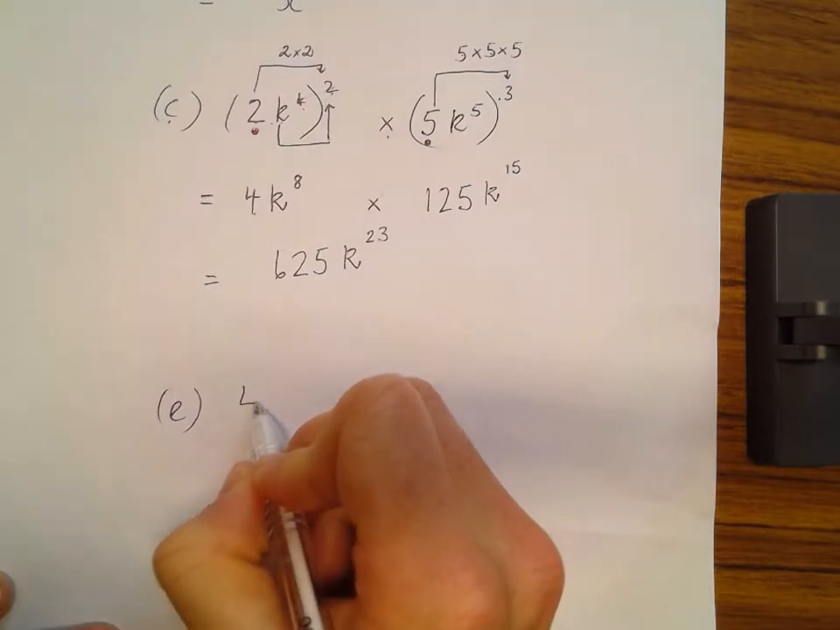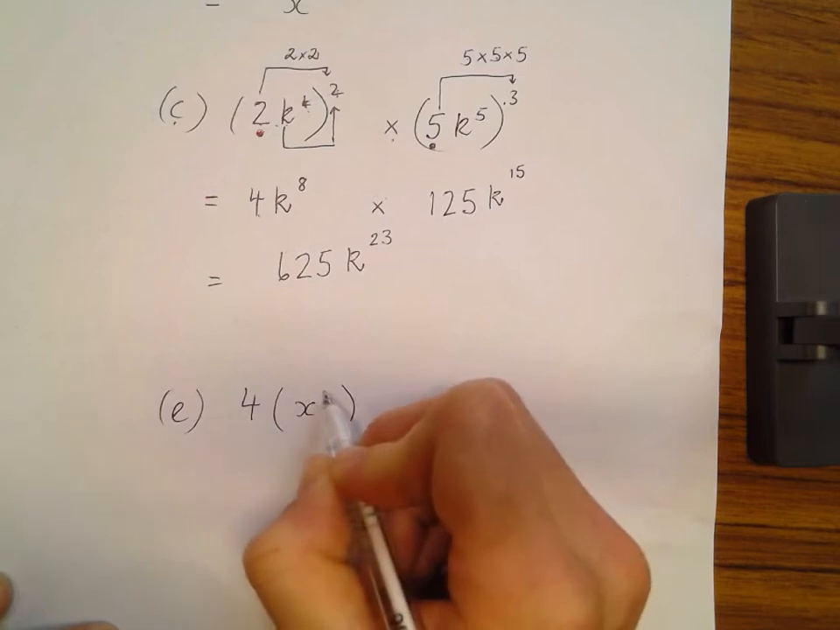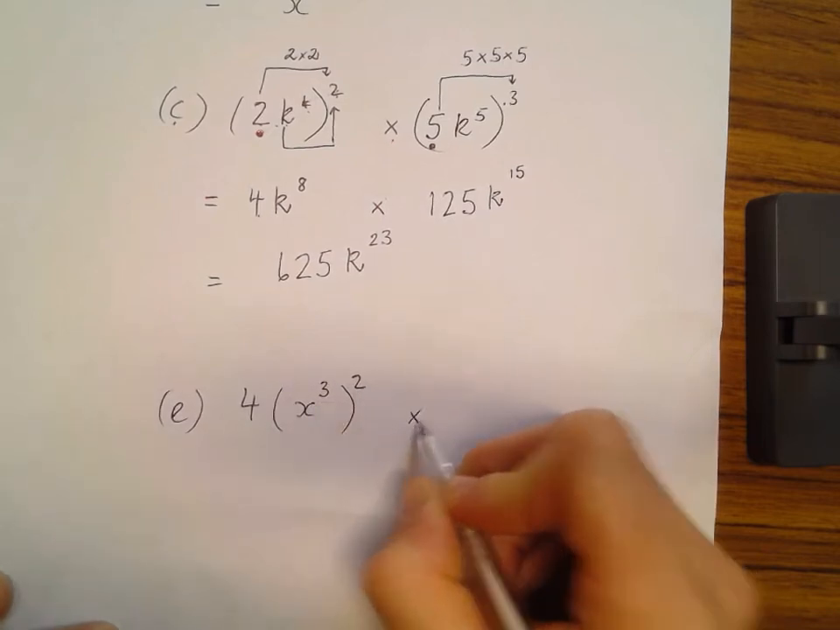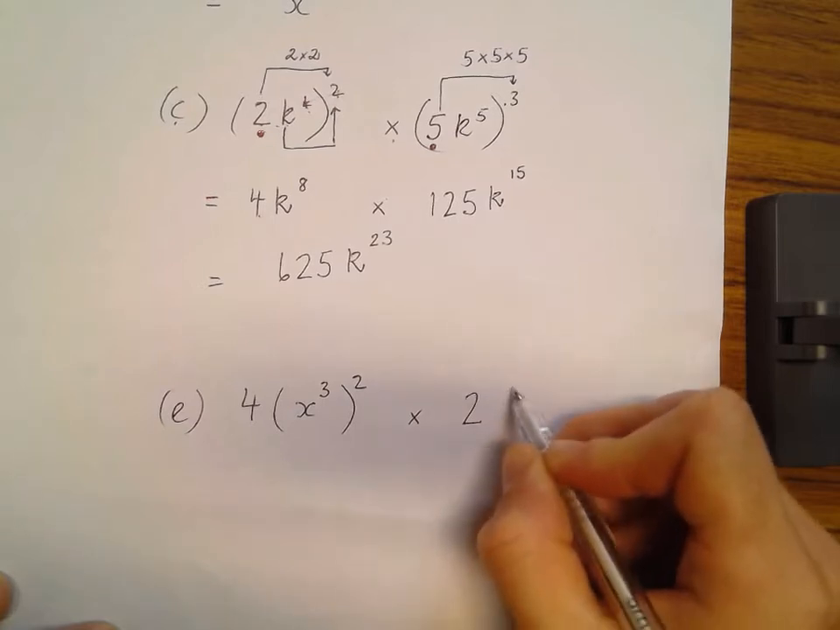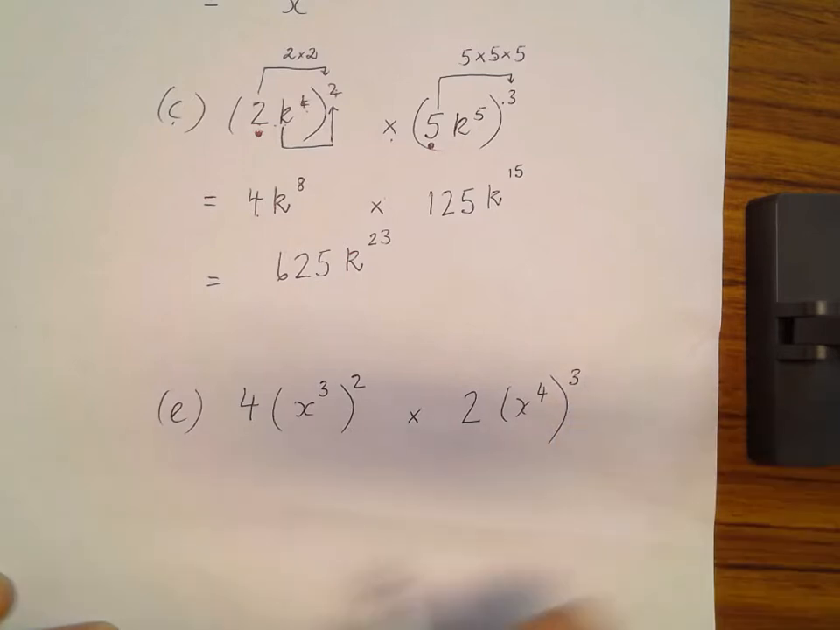This is good. It's a little bit different. We have 4 outside the brackets. And then we have x cubed to the power of 2 multiplied by 2 x 4 to the power of 3.